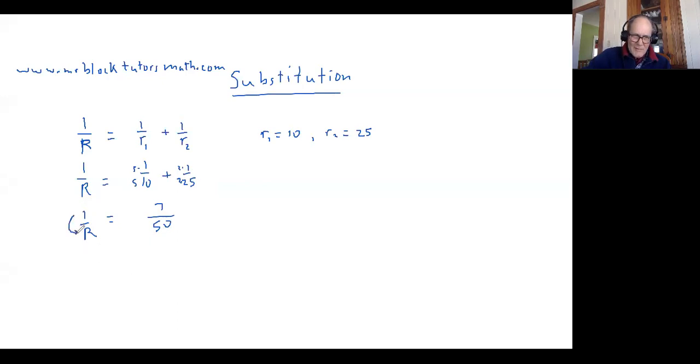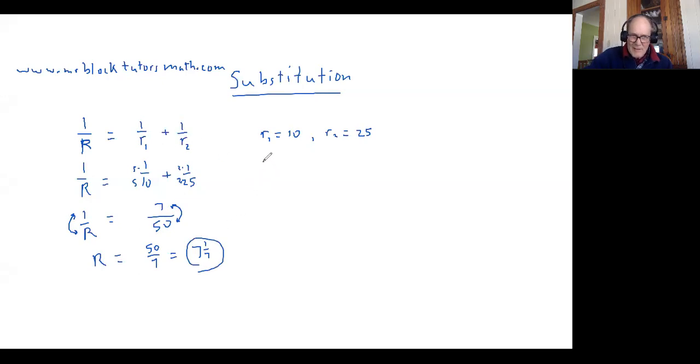Well, there's a little trick in math. It doesn't have anything to do with substitution, but it's a little trick when you're working with fractions, that if you have a single fraction on each side, you can invert both of them and your equality will be maintained. So I could invert both of them. I get 50/7, or I think that's 7 1/7, 7.14, something like that.